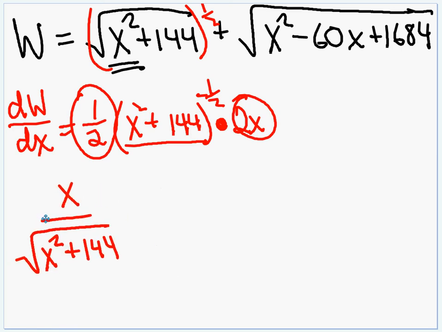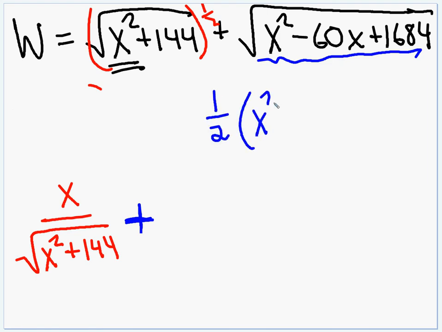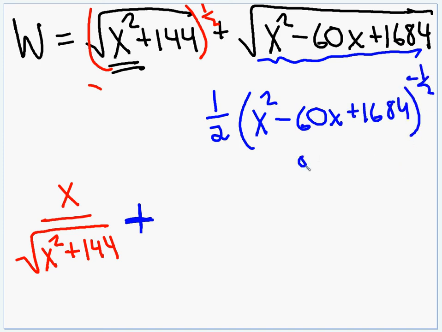And I'll switch to blue ink for the second term, plus, because we're going to have to do the same thing to this one that I wrote in black ink. Let me get rid of some of this so I have a little more room. It's going to be very similar. It's a half power with the radical, so the half comes down front. We will have the same quantity inside, but now it's to the negative a half, and we need to multiply by the chain rule. That's going to be a 2x minus 60.